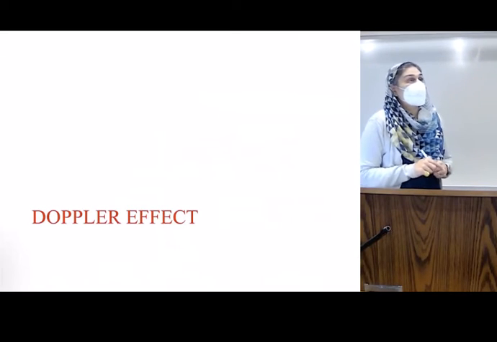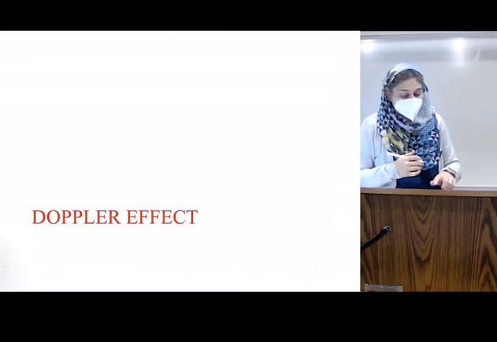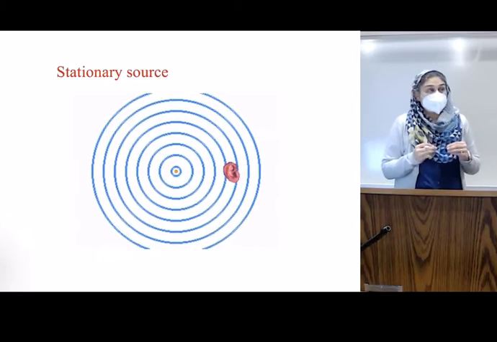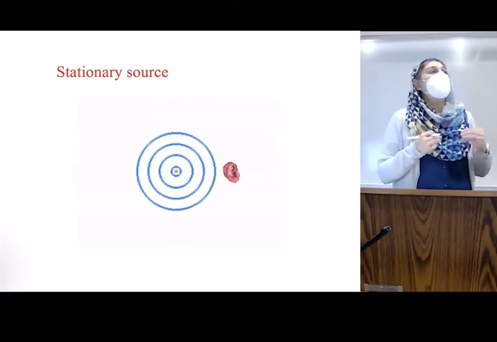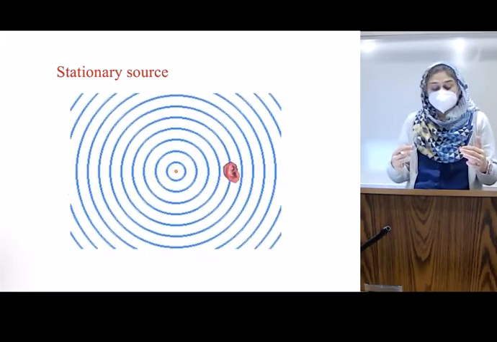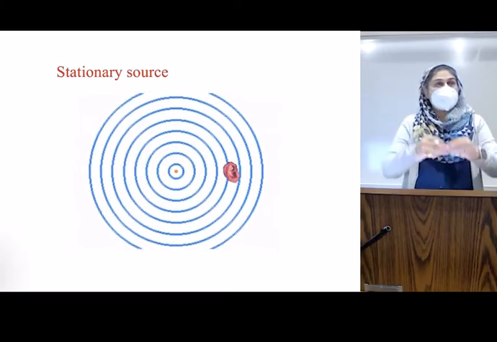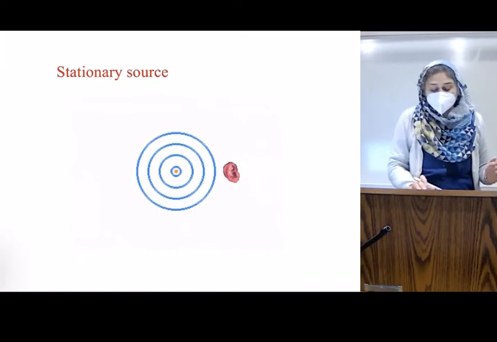Now we're going to talk about something called the Doppler effect. What is the Doppler effect? If you have a stationary source, like for example, I am a stationary source of noise right now, and you are both stationary listeners, this is what you would see. Sound starting at a certain point and then emanating outwards as it goes.